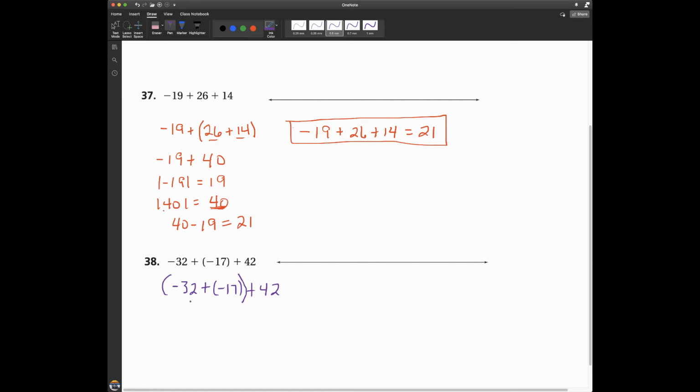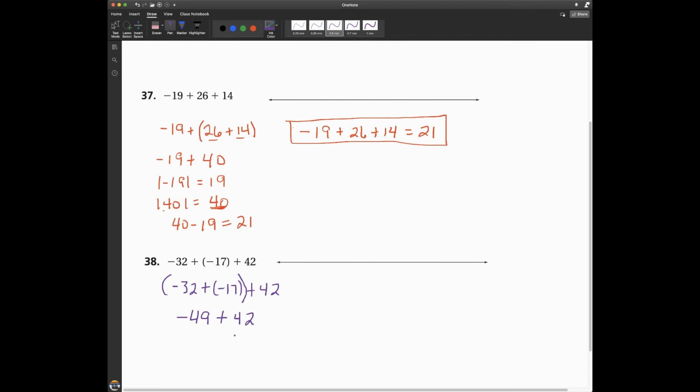So I want to add these two absolute values together. 32 is the absolute value of negative 32, and the absolute value of negative 17 is 17. So 32 plus 17 is 49. And I keep the sign. Same sign, add and keep. Negative 49 plus 42. Different signs now.